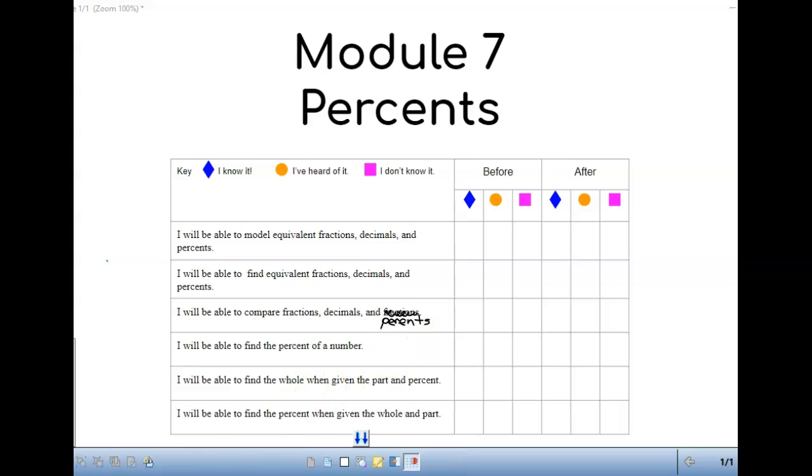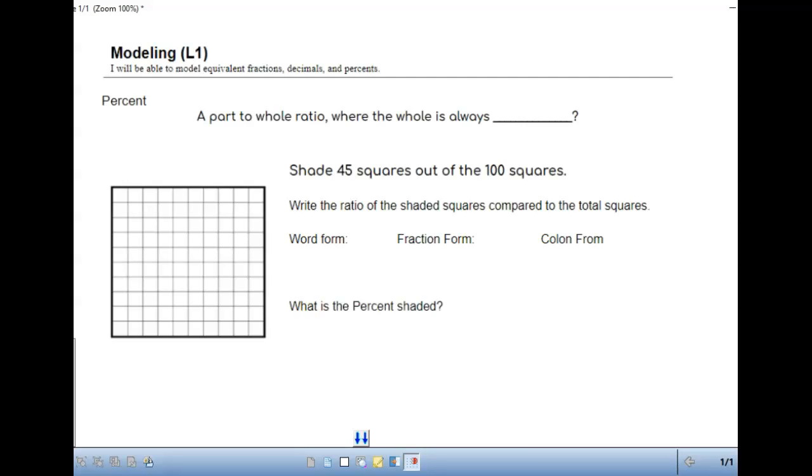Now that you've filled in this page, we're going to flip it over and take a look at percents, all right? Our first lesson is going to be on modeling. So we'll be able to model equivalent fractions, decimals, and percents, all right? So what is a percent? Well, a percent is a part to whole ratio where the whole is always 100.